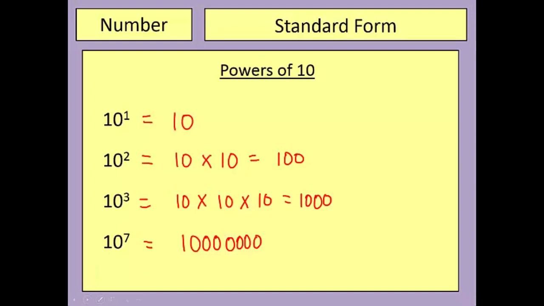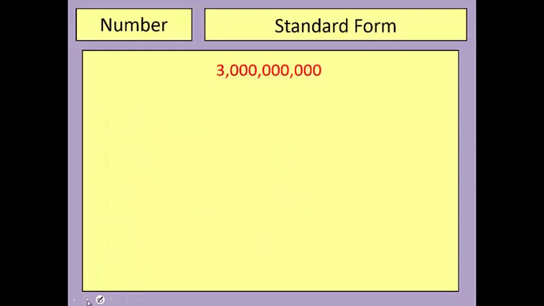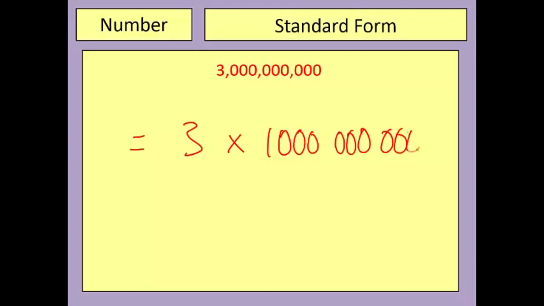Okay, let's have a look at what we mean by standard form. So here is a number, it's actually 3 billion, which is 3 with 9 zeros after it. This could be written as 3 lots of 1 billion, which is 1 with 9 zeros after it. And we know from what we did previously that a 1 with 9 zeros after it is simply a power of 10. It's 10 to the power 9.